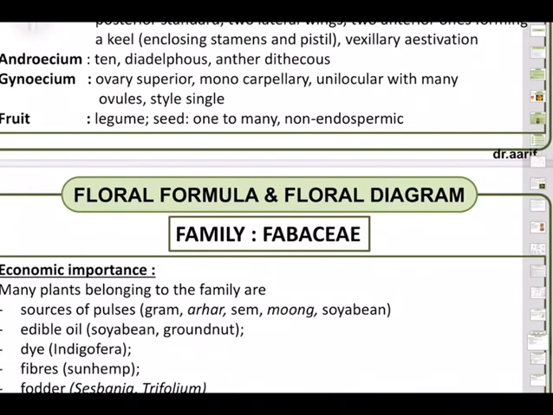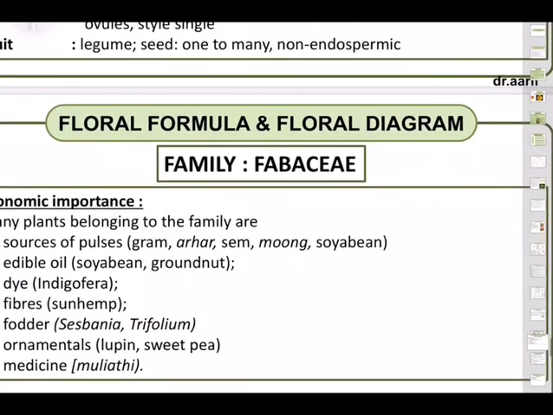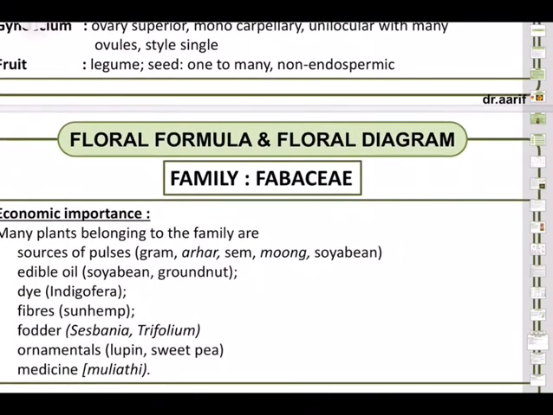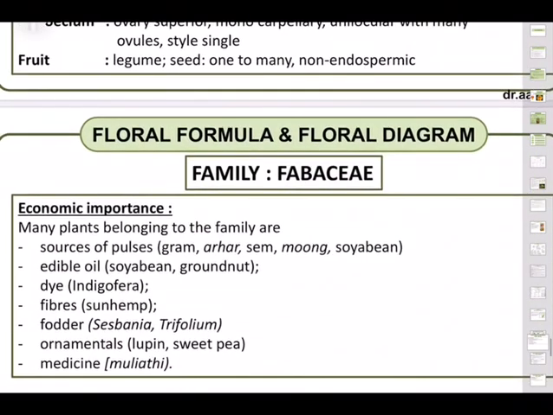Okay, and economic importance. You must always ask, why should we study these families? There should be some profit for us, no? So that's called economic importance. What is the economic importance? Many plants belonging to this family are sources of pulses. Whatever dals we are eating, grams, moong dal, soya bean, all this, edible oils, soya bean oil, groundnut oil, dye, fibers, fodder, ornamentals, okay, sweet pea, and some of them are used for medicinal purposes also.